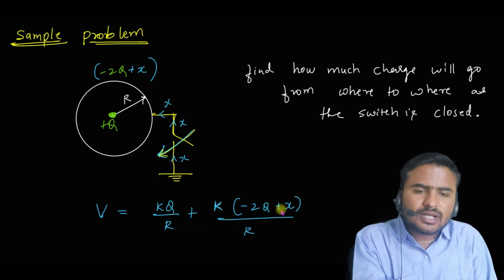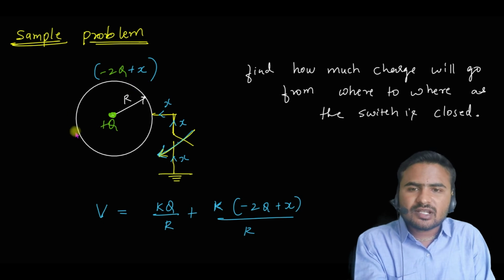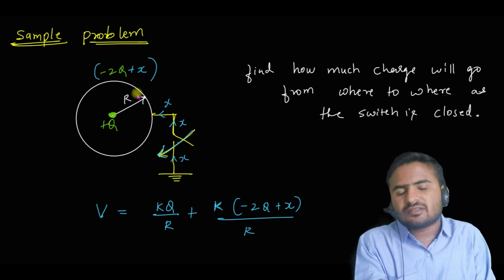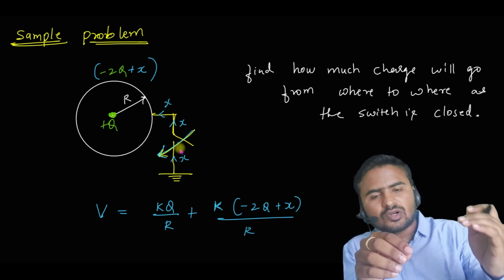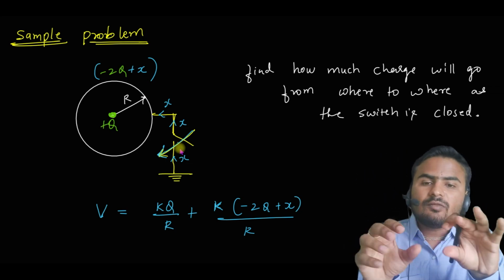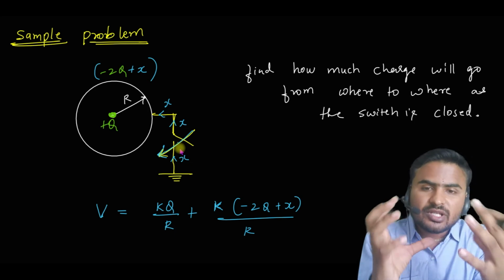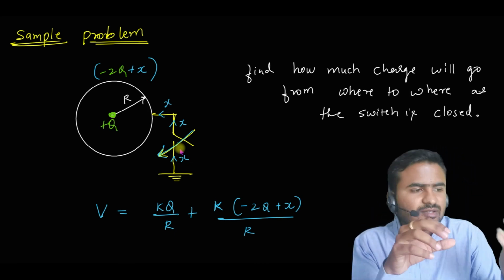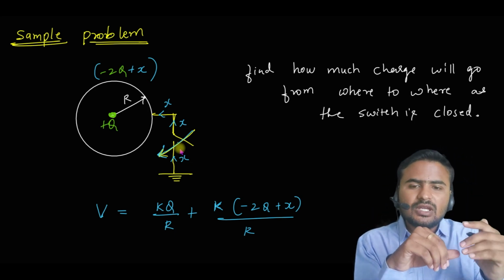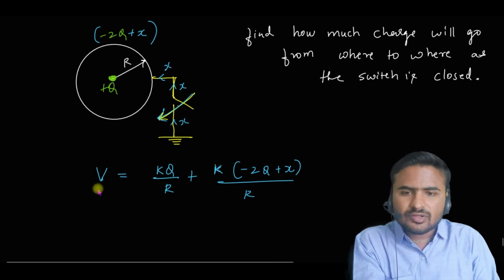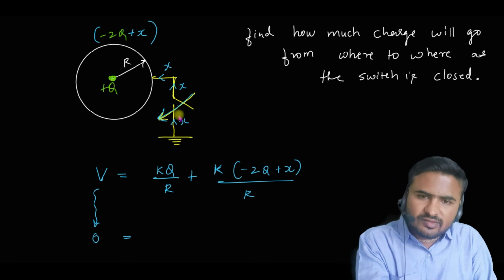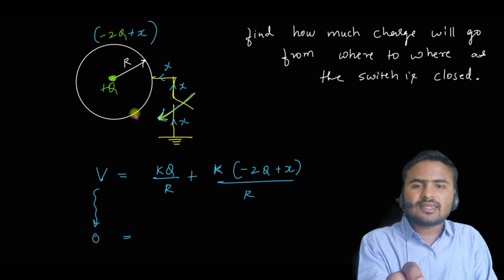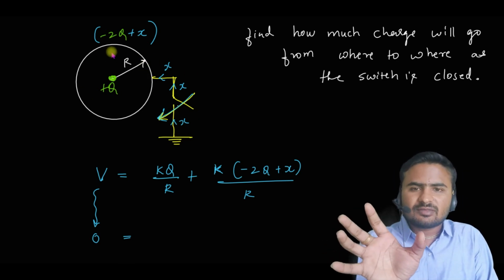Why k into minus 2q plus x? Because the total charge currently present on the surface of this sphere is minus 2q plus x, because x amount of charge has gone from the ground to the sphere. In order to make the potential of the sphere 0, x amount of charge has gone from the ground to the sphere. So now this potential has to be 0, because we have connected it to the ground, because of which x amount of charge has gone into the body, and the potential of that sphere must be 0.